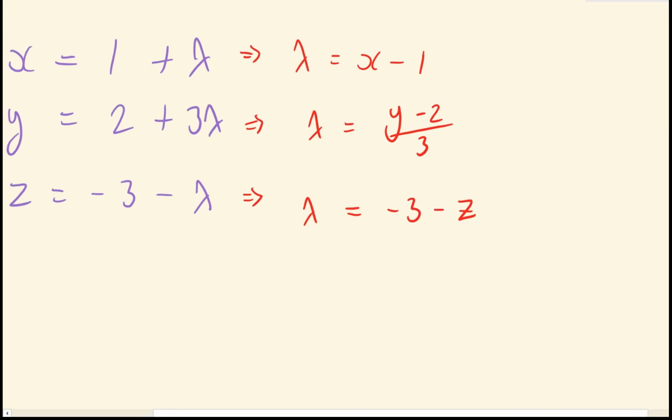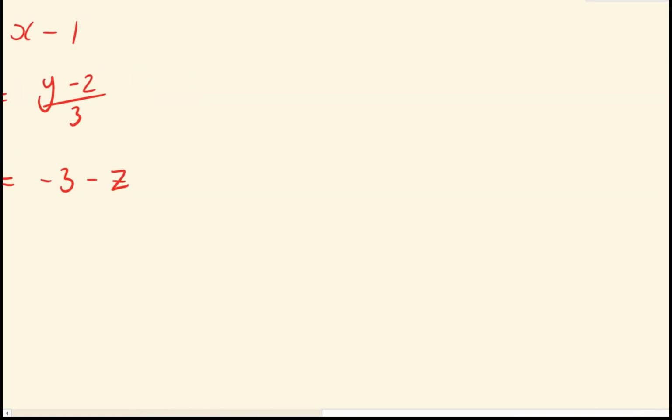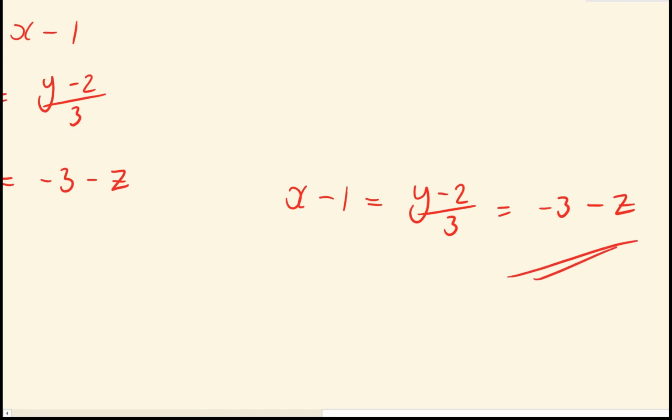Okay, and then we're pretty much done. All we need to do is, because these all equal lambda, that means they must all equal each other as well. So your overall equation in Cartesian, so in terms of x, y, and z, is this. Notice you've got 3 different parts, and that's how they're always going to look.